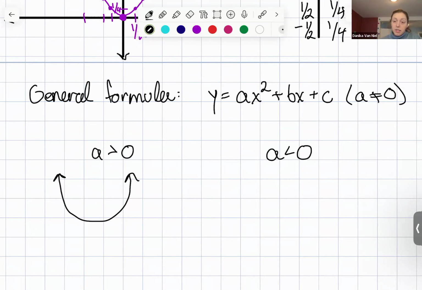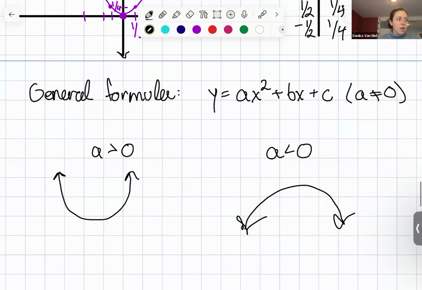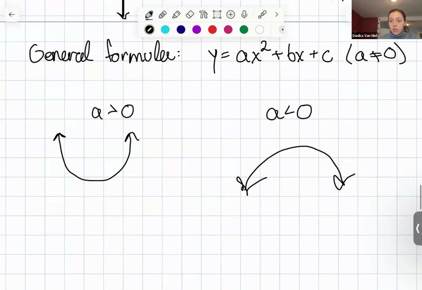If a is negative, because remember, a can't be 0, if it's 0 then it's just a line, then we have something that looks more like this, right? It's facing down. It could be shifted over, up, down, squished, wide, whatever, but it's upside down. If it was raining, water would be pouring off of it. Okay. c is the y-intercept.